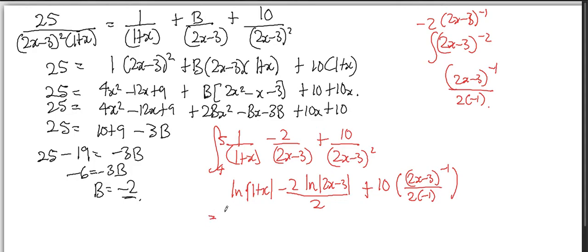Simplifying this will give me ln (1 plus x) minus 2, and the 2 you can cancel, minus ln (2x minus 3), and plus, it's minus 20 over 2, so minus 5 over (2x minus 3). There you go.